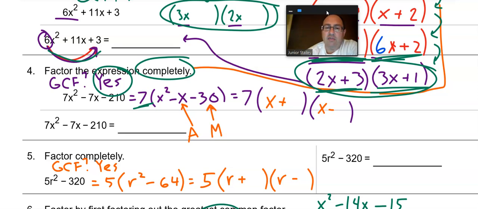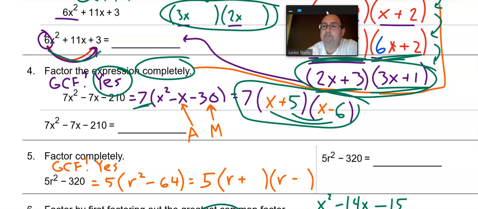So factors of 30 that have a difference that add up to -1. So we want a -6 and a +5 because they multiply together to give me -30. But when you do the outsides and the insides, you get -1x. So there's your final answer on question 4.